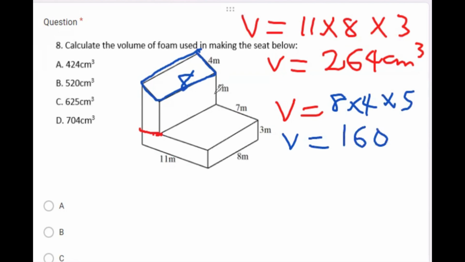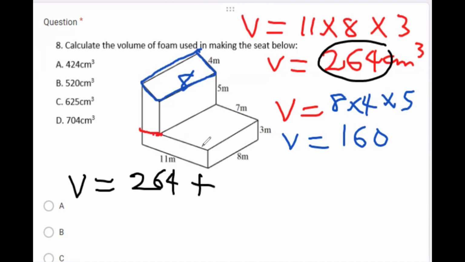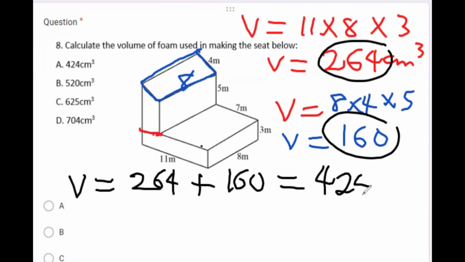Hence, the volume of the whole solid that we are seeing here is the volume of the lower cuboid, which is this 264, plus the volume of the upper, the top one, which is 160. And if we add this together, 264 plus 160 should give us 424 as well, centimeter cube, which is still A. And if you like, you can divide it along vertical. It will still give you the same value.